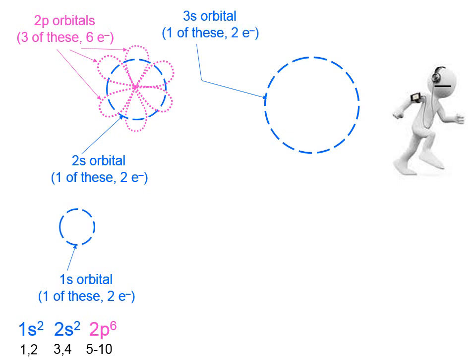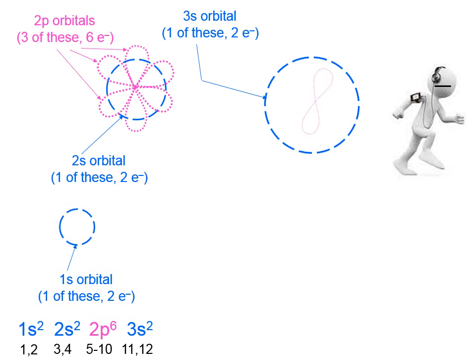So electron number 11 and number 12 both can go on the 3s orbital. Now they're running in opposite directions. So at the bottom of the screen, we write 3s2. That is, in the 3s orbital there are a total of 2 electrons, electron 11 and electron 12.